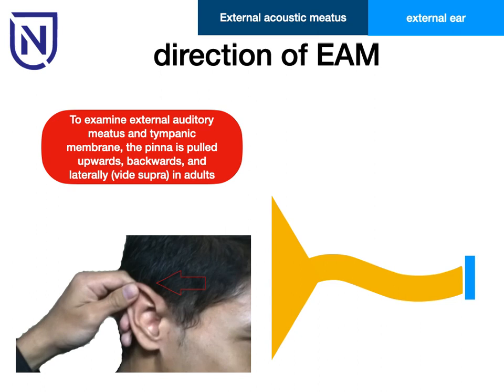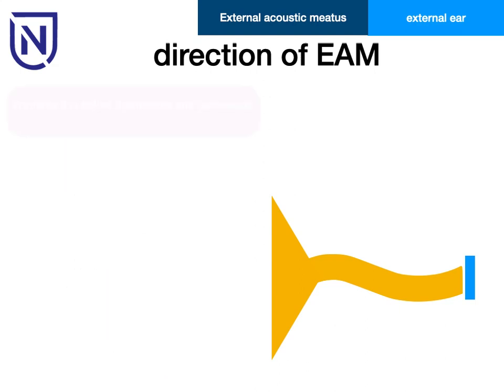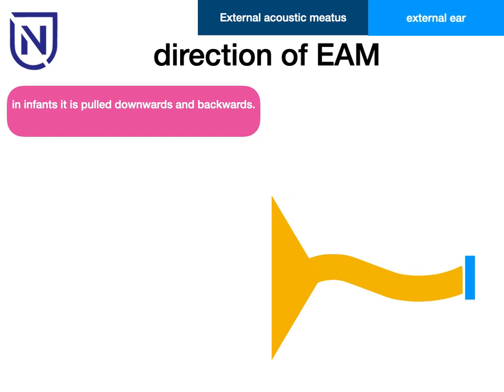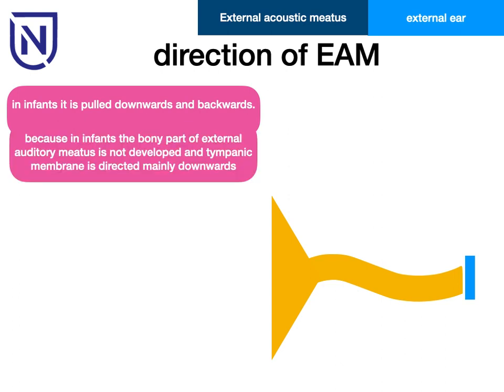To examine the external auditory meatus and tympanic membrane, the pinna is pulled upwards, backwards and laterally in adults. In infants, it is pulled downwards and backwards, because in infants the bony part of the external auditory meatus is not developed and the tympanic membrane is directed mainly downwards.